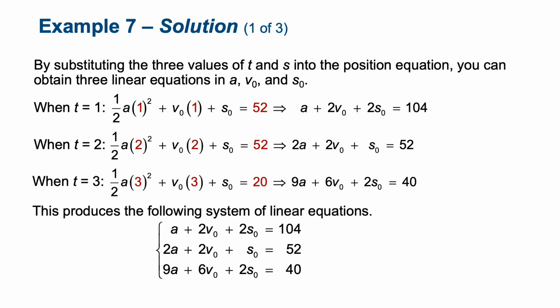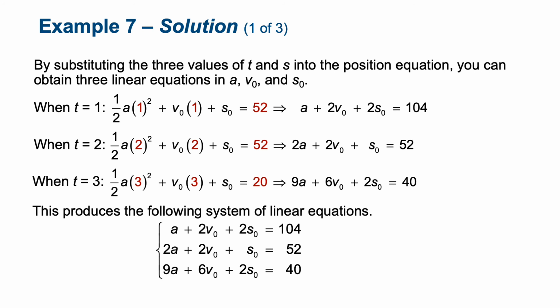So what you do is just plug these into the three equations. So you have t equals 1, 2, 3, and we have a value of s. So we have 1/2 a times 1 squared plus v naught times 1 plus s naught is equal to 52. Okay, so if you simplify this, multiply everything by 2, you get a plus 2 v naught plus 2 s naught is equal to 104, which is also incorrect, I guess.